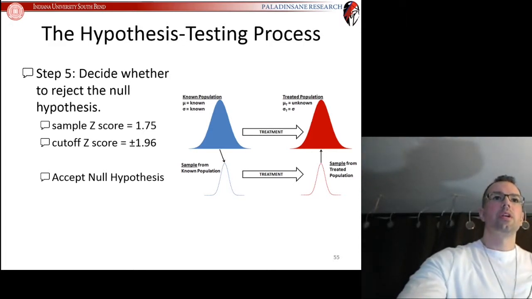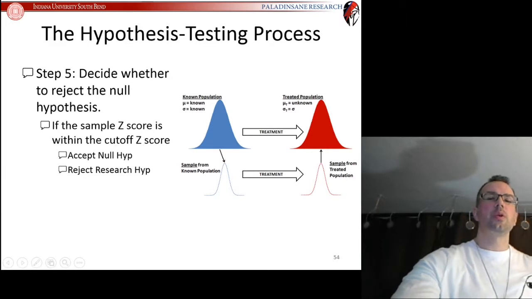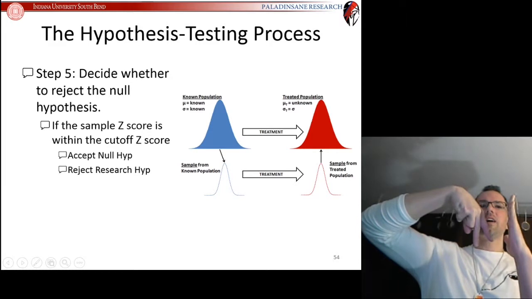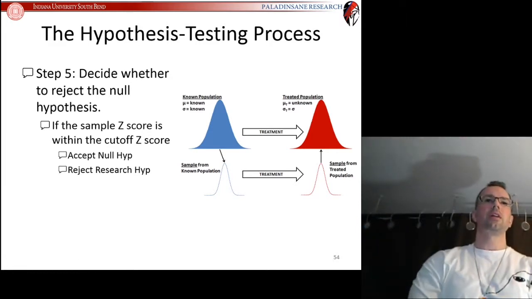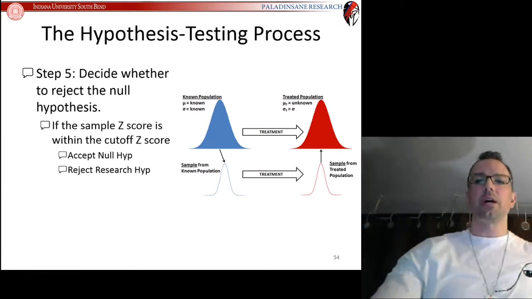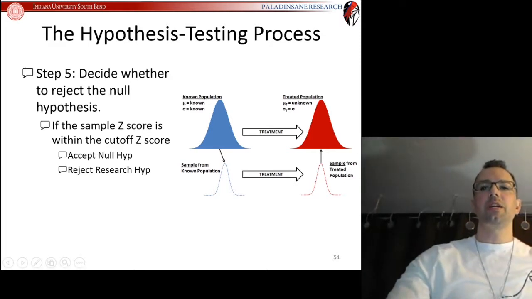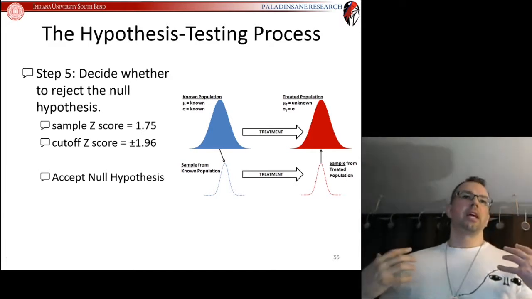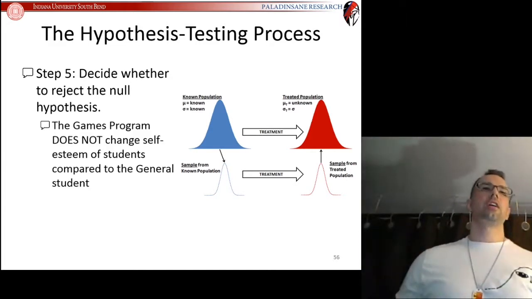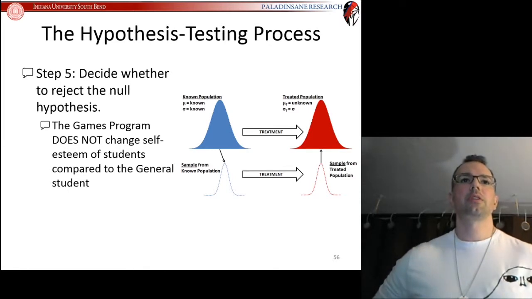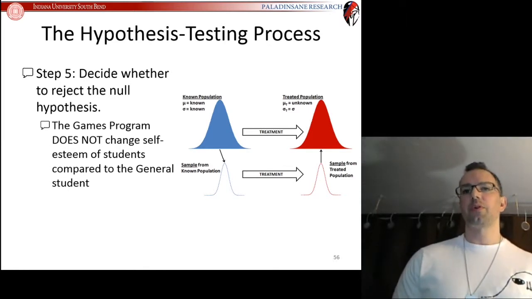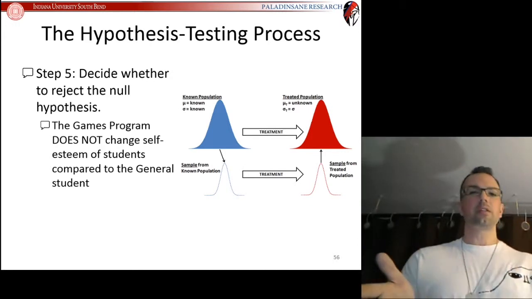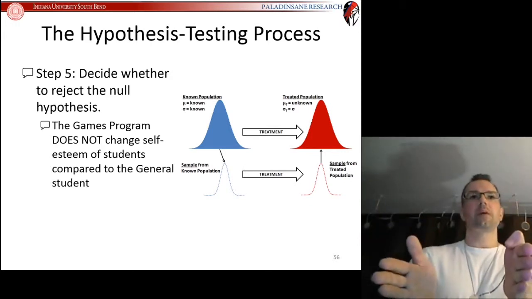So what we do is we look at this and we say, if the sample score is within the cutoff score, your sample score didn't quite make it and cross that cutoff score, what do we do? We accept the null hypothesis. We reject the research hypothesis. So that's what happened here. We accept the null hypothesis, and we conclude that the games program does not change self-esteem of students compared to the general education program. So this is an example of hypothesis testing from start to finish, going through all 5 steps.